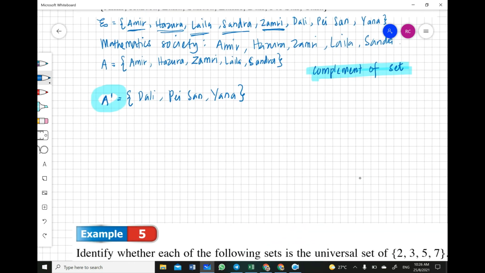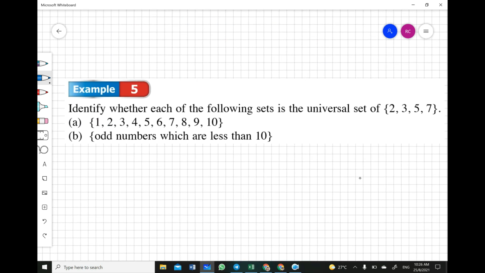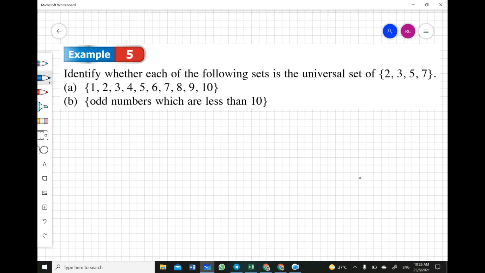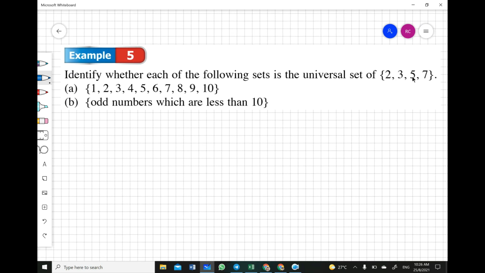No? Okay, then I continue with the example here. If you look at this example, they ask you to identify whether each of the following sets is the universal set of 2, 3, 5, 7. To determine whether they are the universal set of this set over here, we just need to make sure all the elements in here are in the given list. If all the elements in here are in this given list, it means this is a universal set.